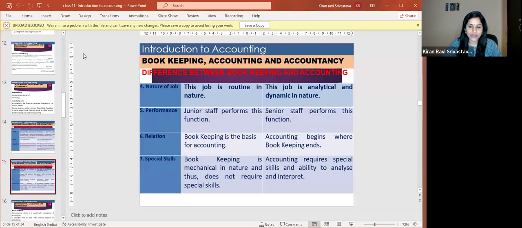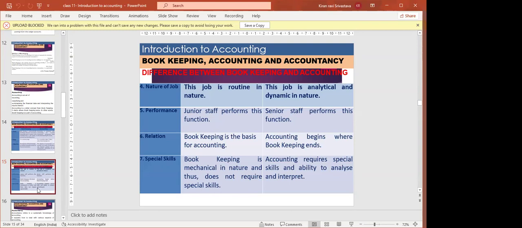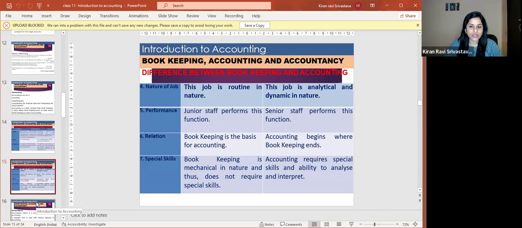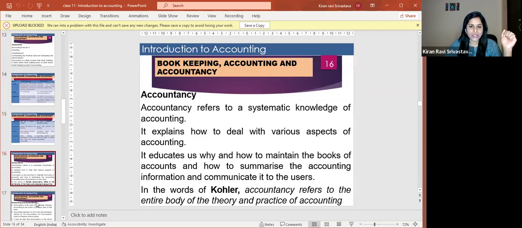In last class, we finished what is bookkeeping and what is accounting, and we also saw the difference between bookkeeping and accounting. We did financial, cost, and management accounting, and branches of accounting. I told you the difference between financial accounting, cost accounting, and management accounting. Today I'm going to start with what is accountancy.